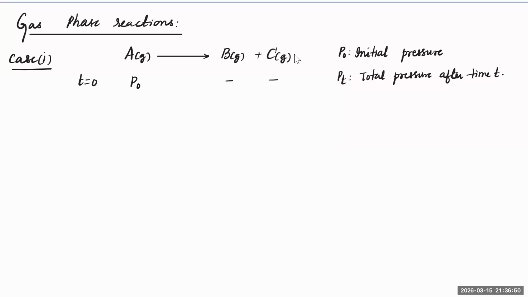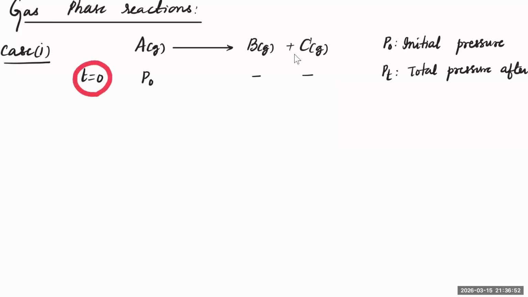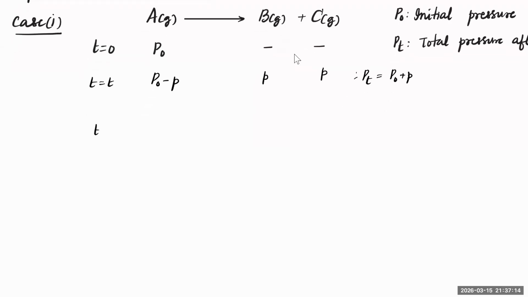Now notice this one. At time t equal to 0, this is P naught and there is no B and C formed, and after some time t, this has become P naught minus P. P is the pressure lost. Then there will be P built up here, P built up here. So the total pressure now will be equal to P naught plus P. Similarly, when time t equal to 0, if I write in terms of concentration, this is A naught, and after time t, this will become A naught minus X, X and X.